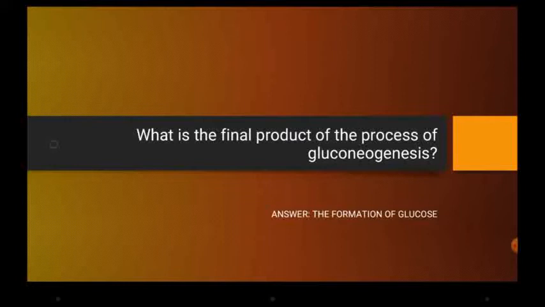What is the final product of the process of gluconeogenesis? Genesis, formation, new glucose. So, gluconeogenesis is the formation of new sugar, new glucose from non-carbohydrate precursors. So, the final product of gluconeogenesis is what? Glucose.